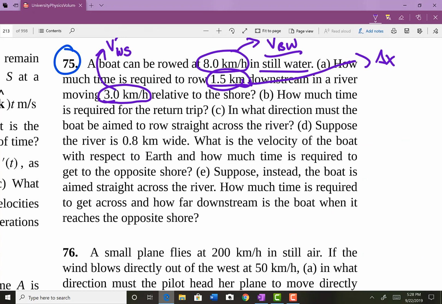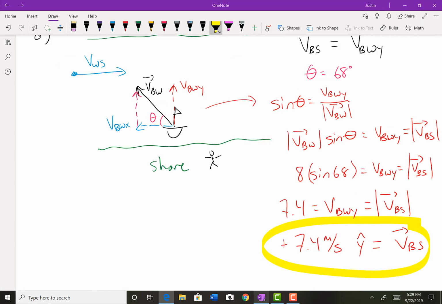Although, is that the answer, or are they asking for the time? What is the velocity of the boat with respect to the earth? Got that. And how much time is required to get to the opposite shore? So they want the time as well. My goodness. This problem's bossy.